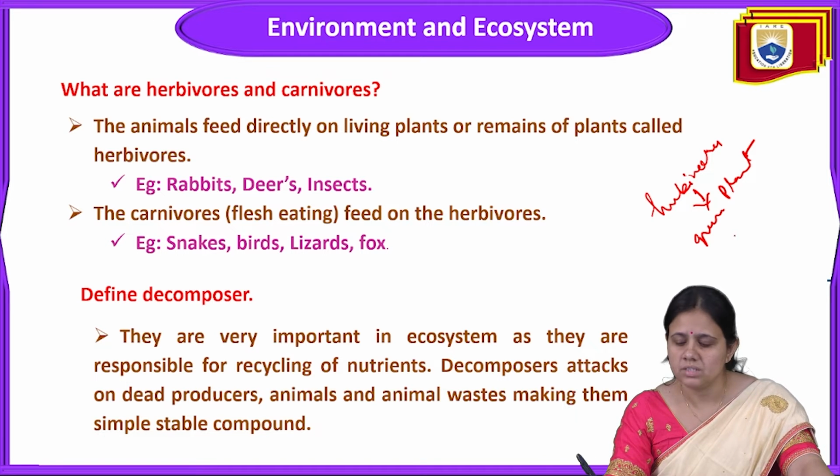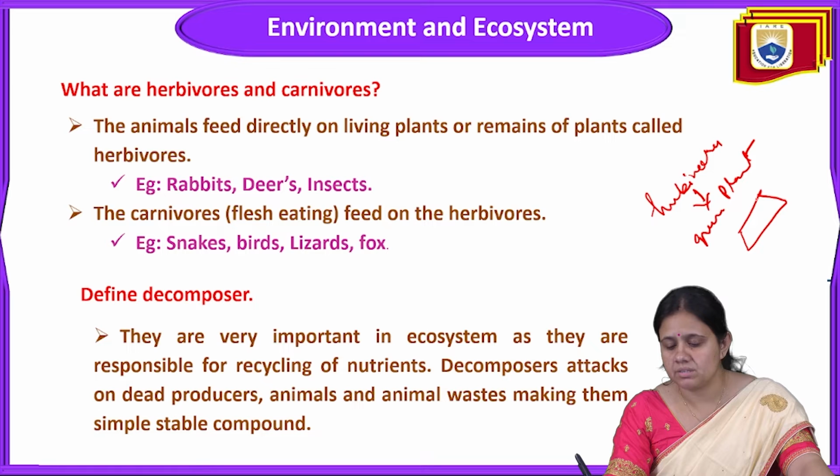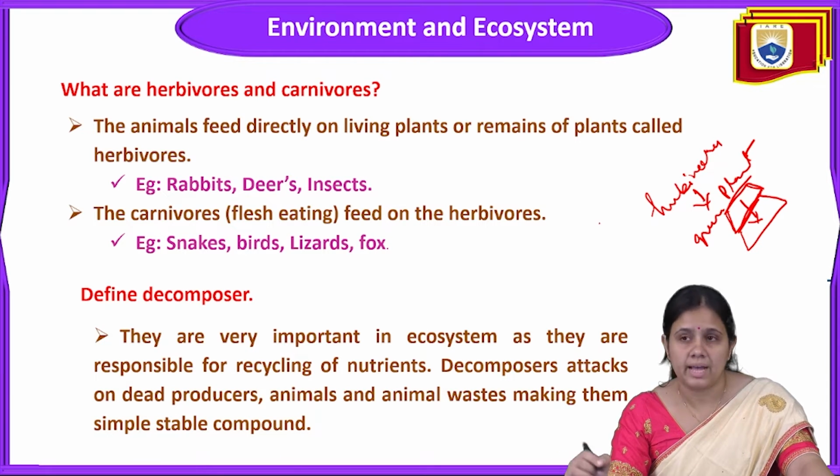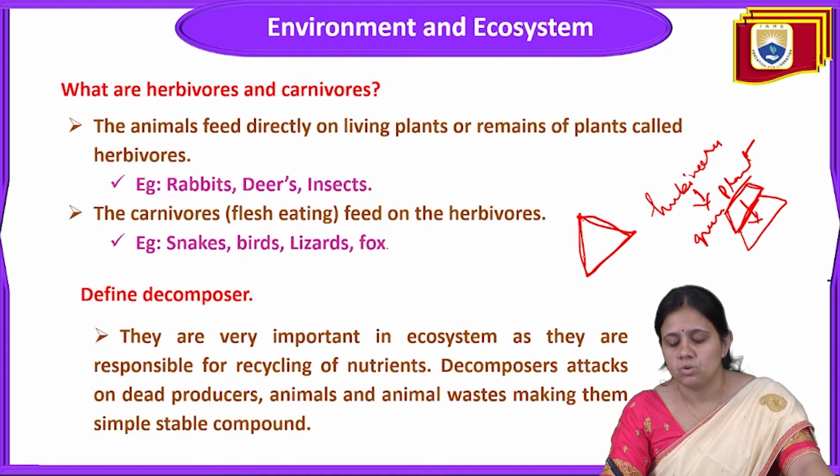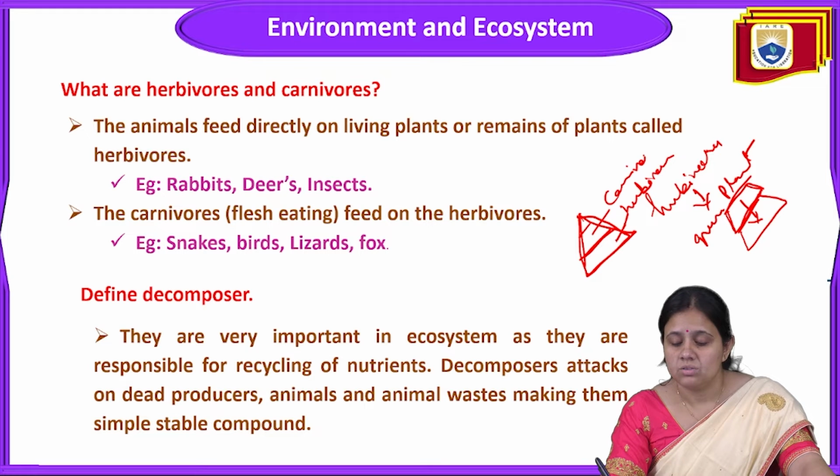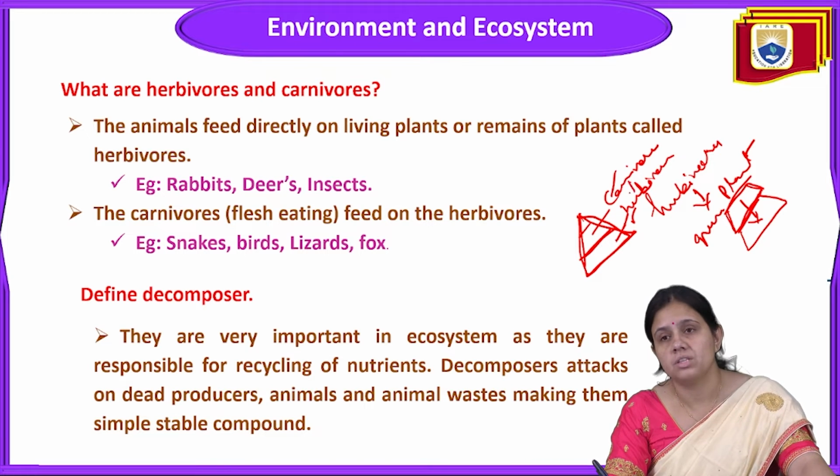Herbivores are the lower trophic level of any ecosystem, and after that carnivores come. So carnivores will eat these herbivores. As we have already discussed about the structure of an ecosystem, it should be in a pyramid manner. So first the base is the herbivores, and after that come the carnivores. This is the higher trophic level, and this is the lower trophic level. Carnivores feed on herbivorous animals, so they are called carnivores.